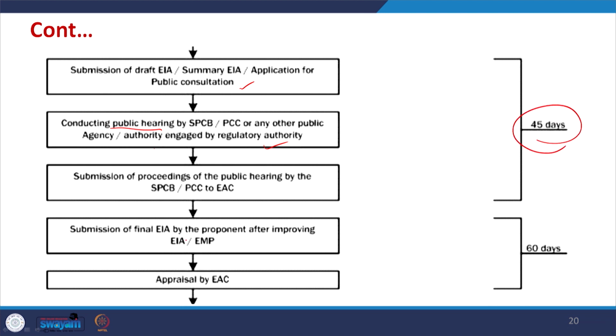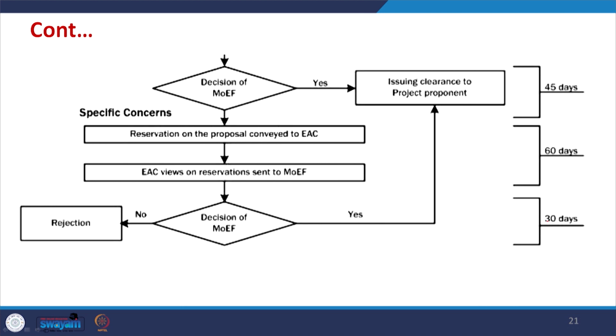Submission of final EIA by the proponent after improving the EIA or environmental management plan, which will be further appraised by the environmental assessment committee. So, this will take 60 days. So, this is the process. Ultimately, the ministry will take a decision. If there are any concerns, the reservation on the proposal is conveyed to the EAC, and the EAC views the reservation and the decision is taken.